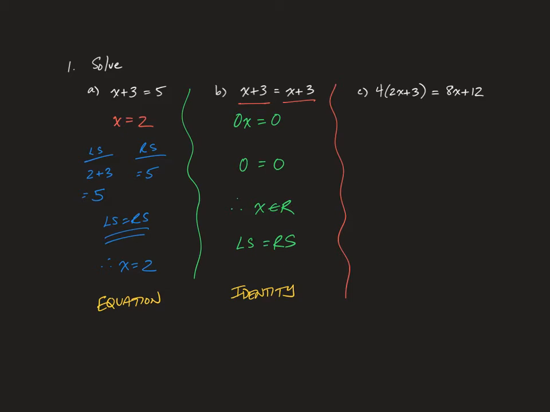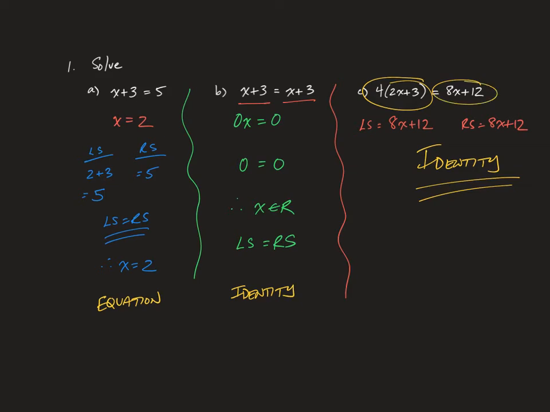Notice very quickly that the left side of that equation is 8x plus 12. The right side is 8x plus 12. So we can see that this is an identity. The left side expression is the same thing as the right side expression, and therefore the left side will always equal the right side regardless of the value of the variable. However, in the first line, we notice they didn't look equal. They looked different.